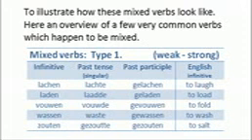Lachen, lachte, gelachen. Laden, laadde, geladen. Vouwen, vouwde, gevouwen. Wassen, waste, gewassen. Zouten, zoutte, gezouten.